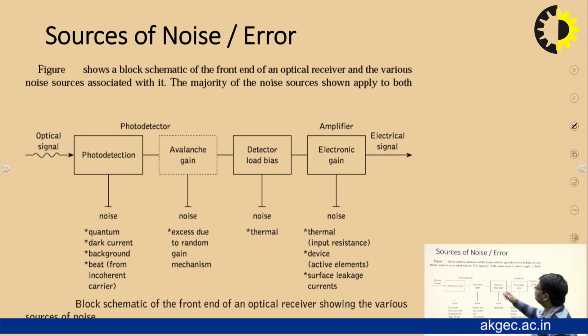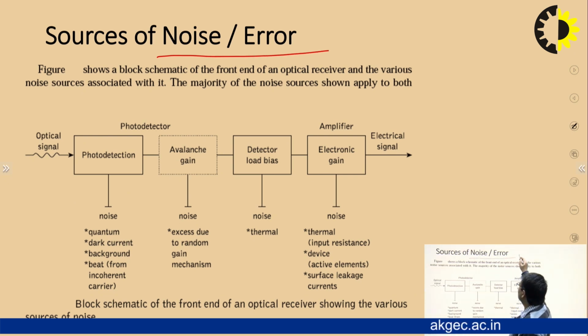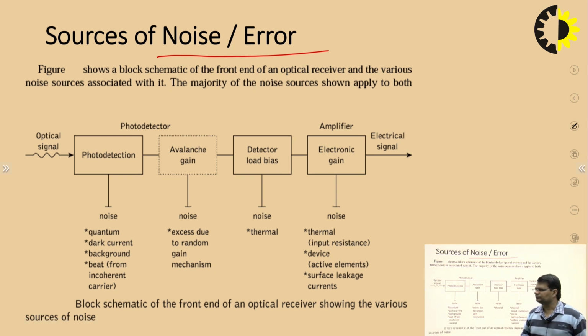Now, what are the sources of noise available in the photodiode or photodetector, or we can say the optical receiver, because the photodiode is the first component available in the optical receiver. So, sources of noise available in the photodiode will also be considered as sources of noise or error in the case of the receiver. And in the receiver, we will additionally also have the amplifier effect.